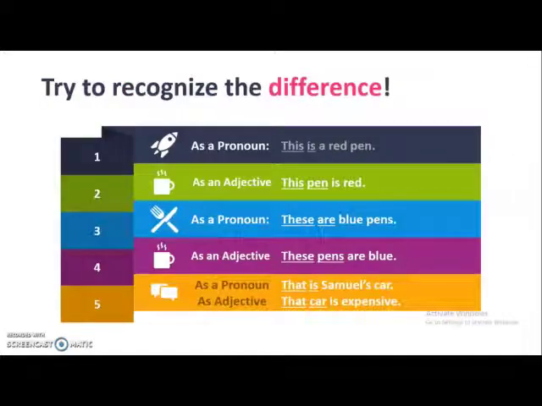Let's see more examples. Try to recognize the differences when I just read these examples. This is a red pen. We have used this as a pronoun here. This pen is red, as an adjective. These are blue pens. These pens are blue. That is Samuel's car. That car is expensive. I hope you get the differences in these sentences.